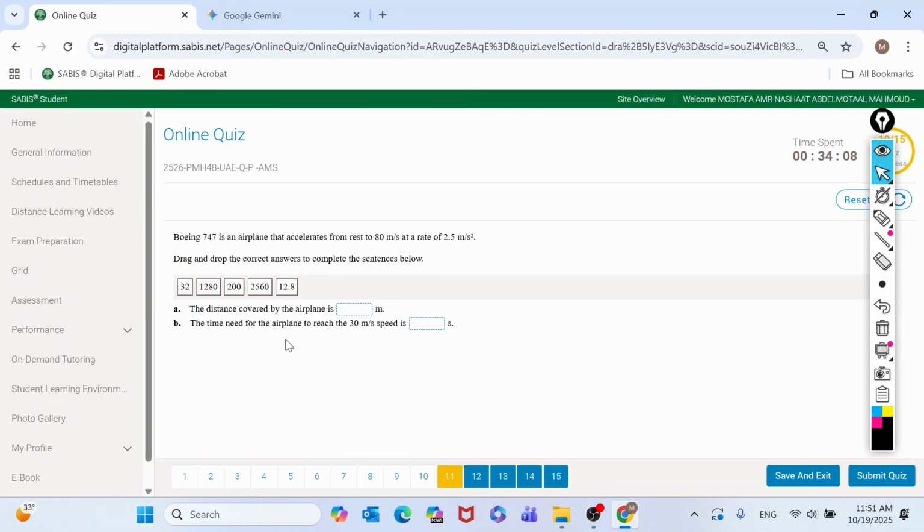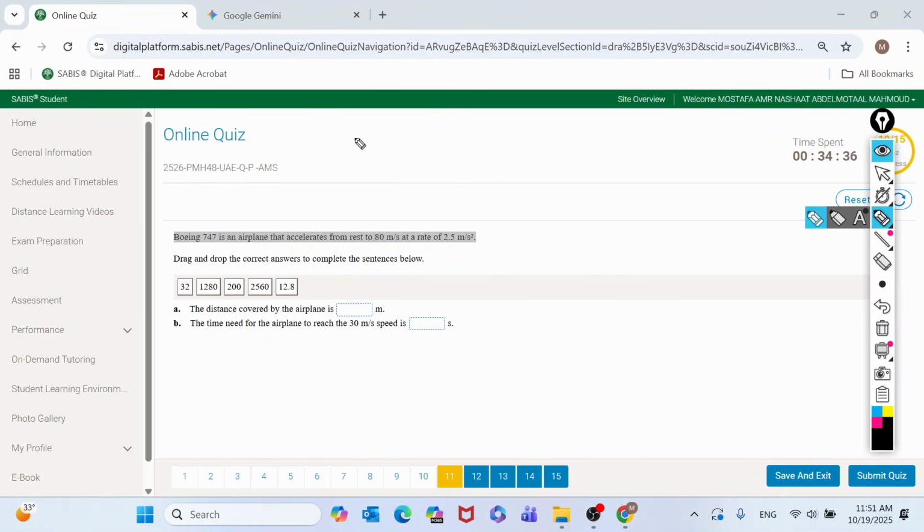The distance covered by the airplane is... Okay, let's just read the question first. A Boeing 747 is an airplane that accelerates from rest to 80 meters per second at a rate of 2.5 meters per second squared. Drag and drop the correct option. The distance covered by the plane. So here we're going to use the time independent equation because we don't have the time.